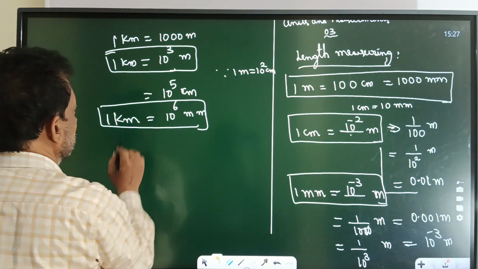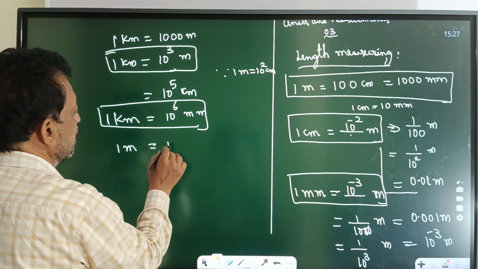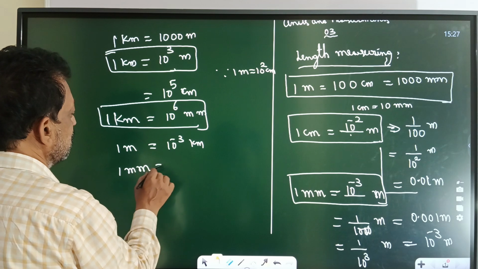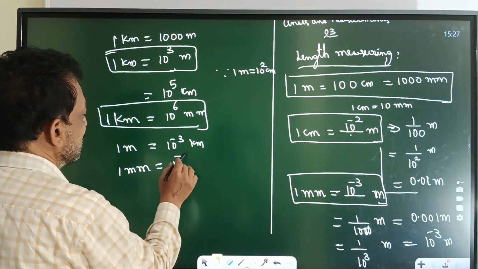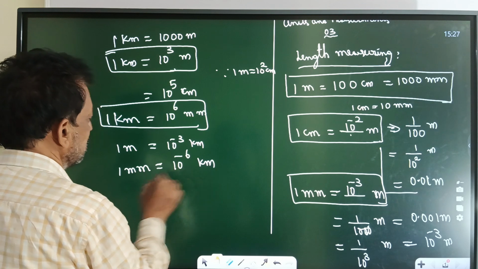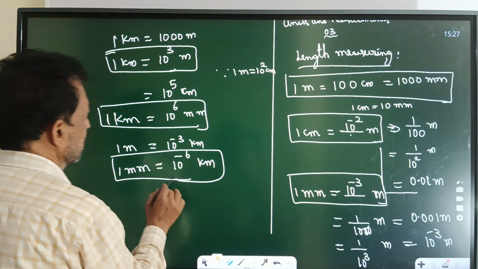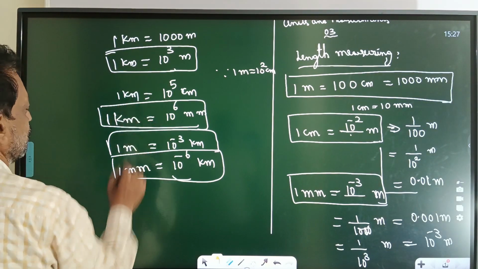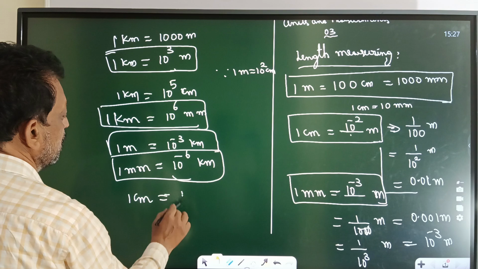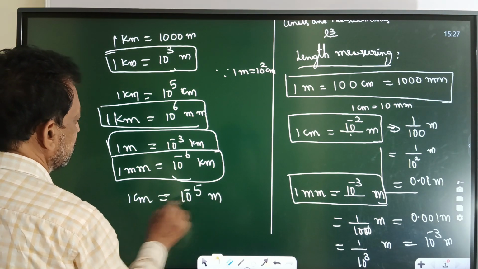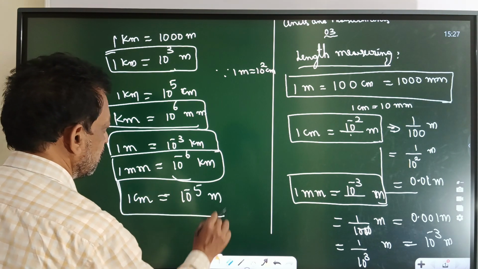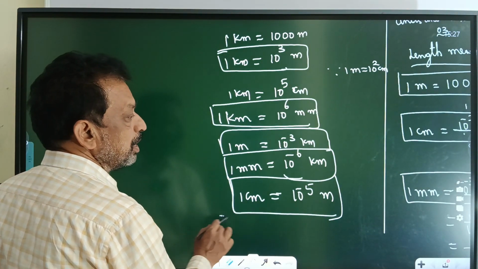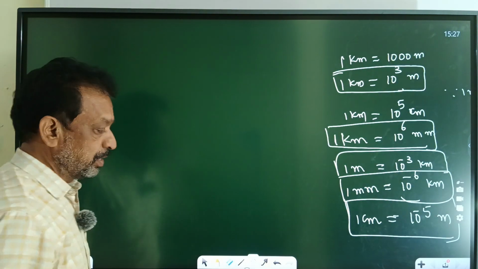So reverse conversion you can take. 1 meter is equal to 10 to the power of minus 3 kilometer. 1 millimeter is equal to 10 to the power of minus 6 kilometer. These conversions are very important. 1 centimeter is equal to 10 to the power of minus 5 kilometer. So that is called length measuring. All of you understood? Now go to the area measuring.